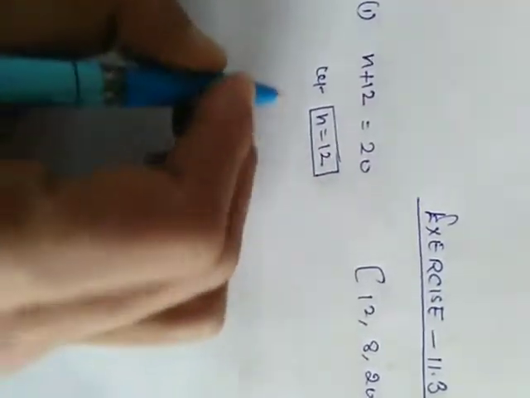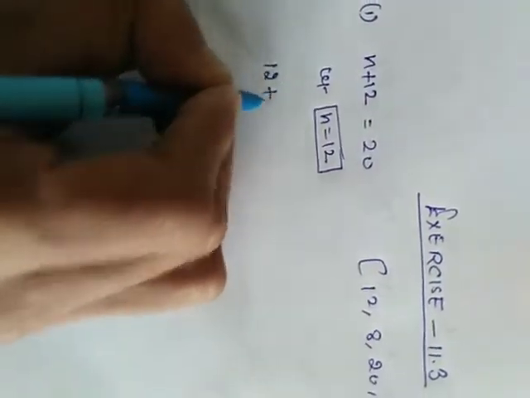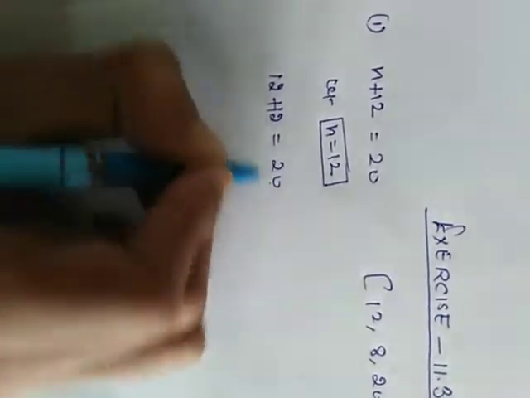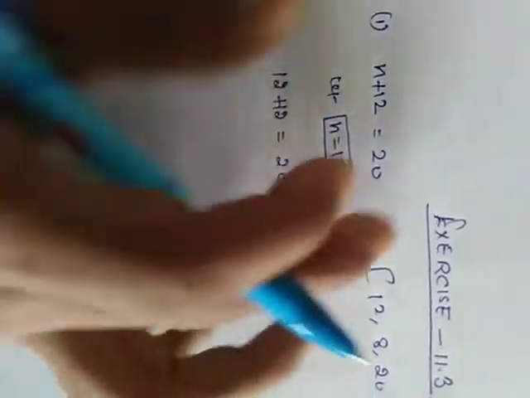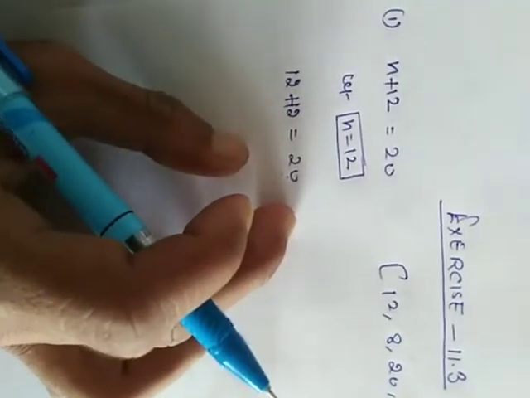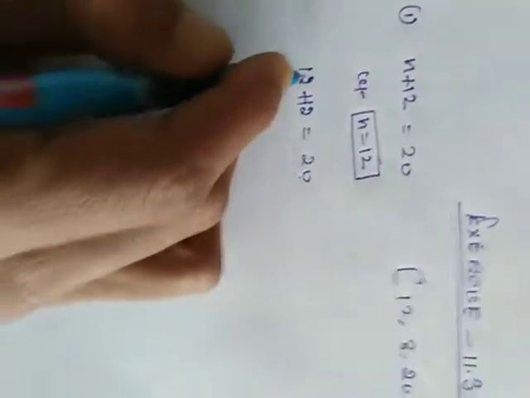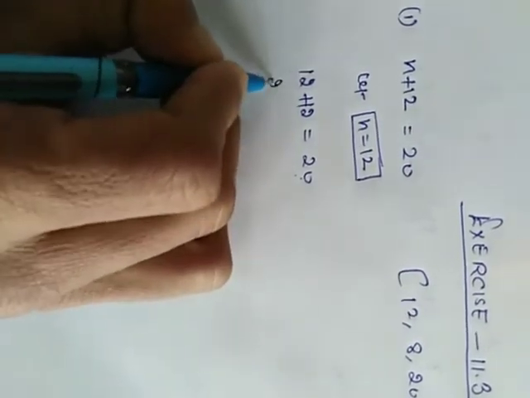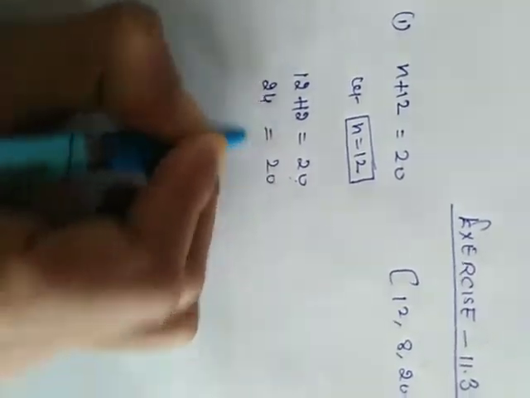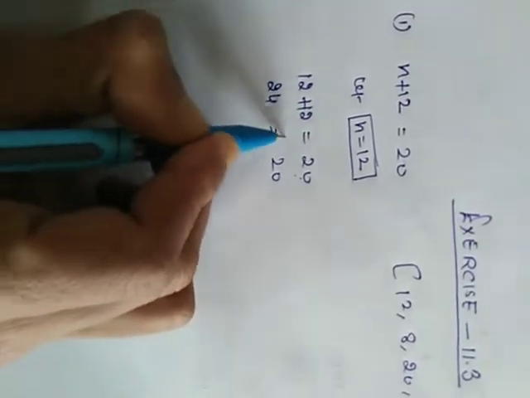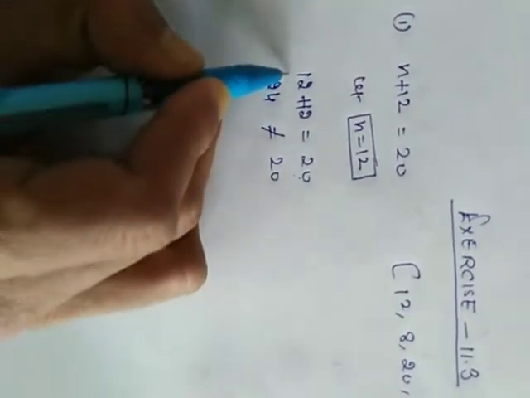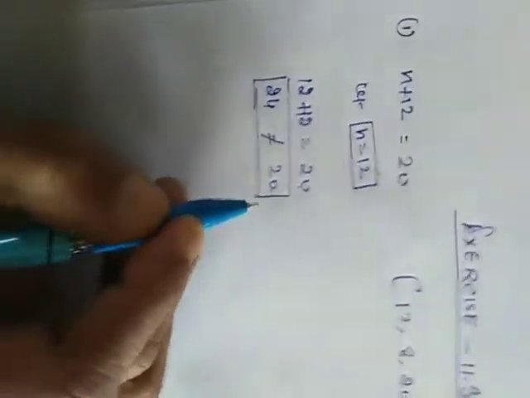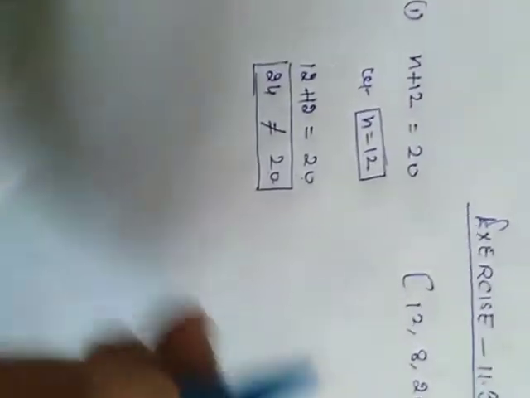Now substitute the value: 12 plus 12 is equal to 20. Because this is the right hand side, we will write right hand side. On the left hand side we will write the same values, 12 and 12, that will become 24. Now we can see 24 can never be equal to 20, so this means that 12 does not satisfy the equation. Okay, so let's substitute the next value.